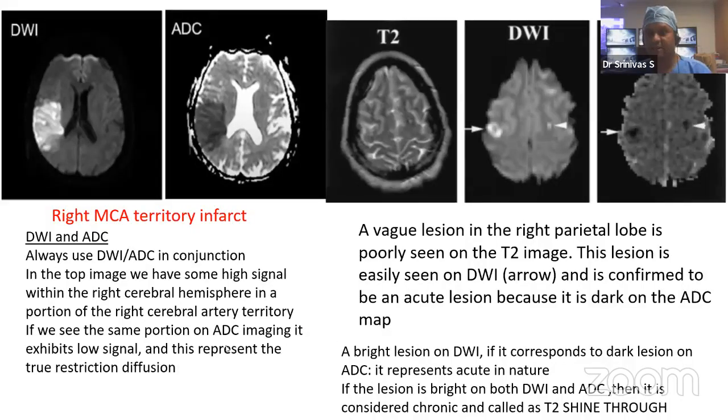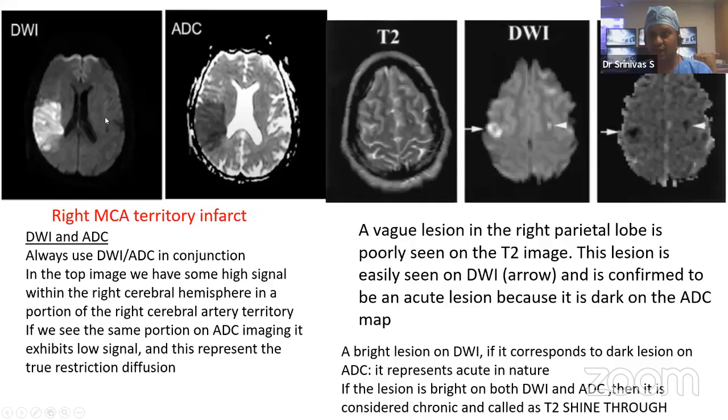So ADC is usually done along with the diffusion weighted image. So here you can see in the diffusion weighted image, because of the infarction, because of the decreased movement of the water, there is a hyperdense lesion. So this should be compared with the ADC, which shows a hypodense lesion. So this is the opposite of the ADC.